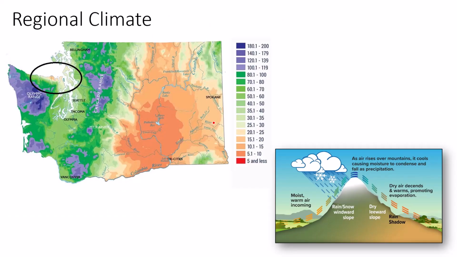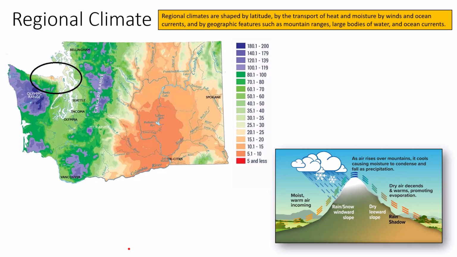So, the last concept that we need to talk about is this idea of the rain shadow effect. The reason we talk about it within this context is it is part of the geosphere, which also impacts the hydrosphere because we're talking about water. And it also talks about weather patterns and local climate. Now, this is Washington State. Washington State is a good example of the rain shadow effect, and it's also a good example of how regional climates are shaped by latitude and the transport of heat and moisture by winds and ocean currents, and by geographic features such as mountain ranges, large bodies of water, and ocean currents.